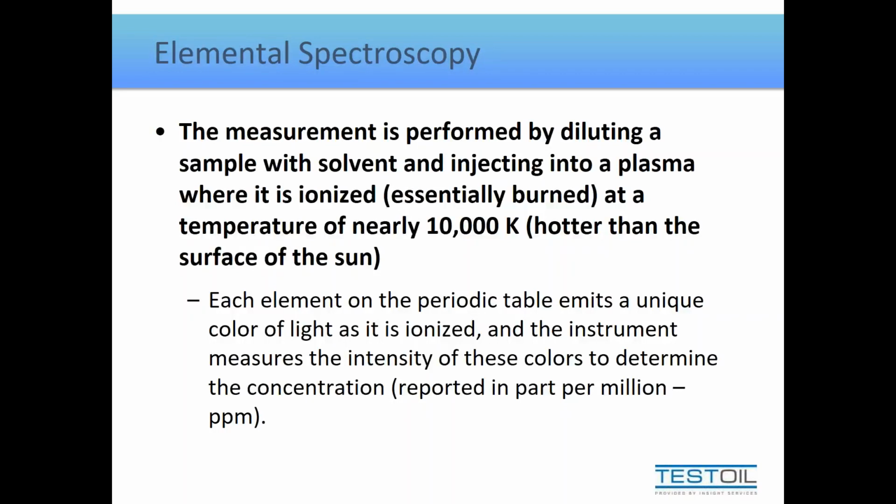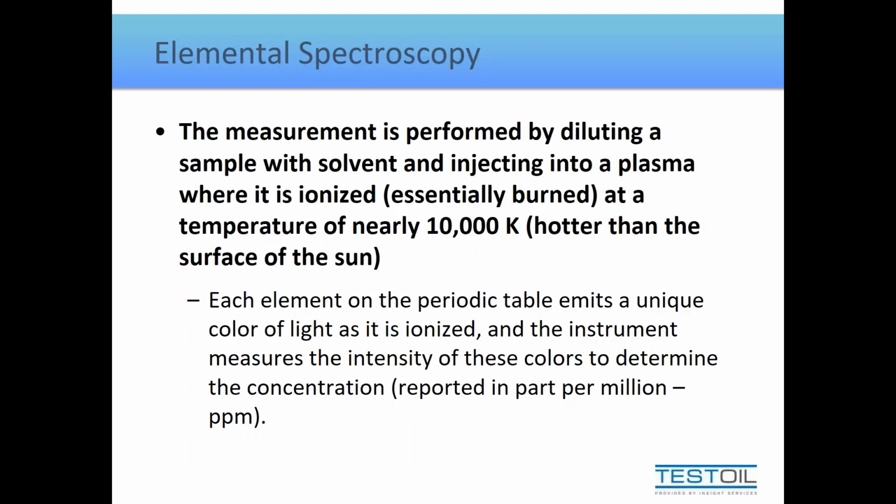Now, when we ionize a sample, what happens is a bunch of light is given off. As you're well aware, setting anything on fire produces light. What we measure is the intensity and the wavelengths of these lights, because every element on the periodic table will emit a unique color spectrum. And if we know which spectrums to look for and we measure the intensity at those spectrums, we can tell you how much of any given metal, additive, or contaminant is present in the grease sample.